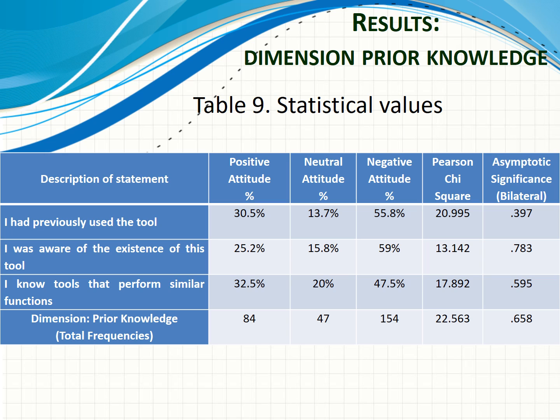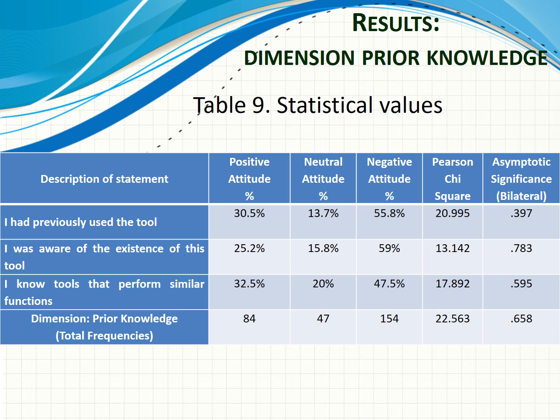Dimension prior knowledge. In order to check how much knowledge the master students had before taking this course, 3 different statements were asked to them. The first statement, I had previously used the tool, reflects several trends, since 30.5% of respondents agreed, while 13.7% chose to remain undecided. Finally, 55.8% indicated they had not used it before.